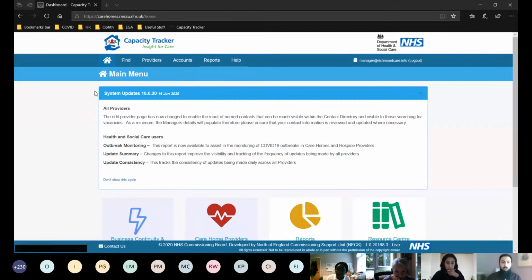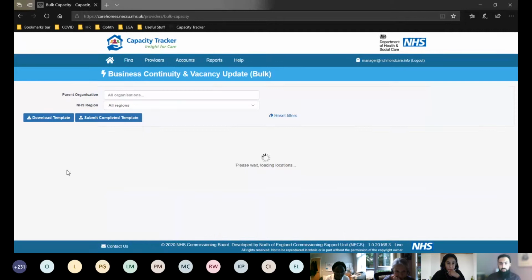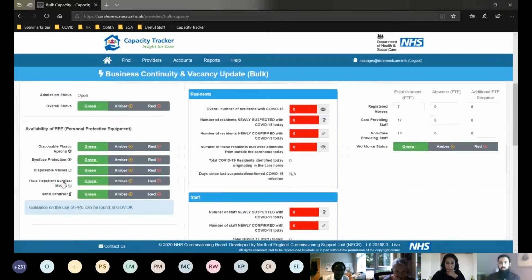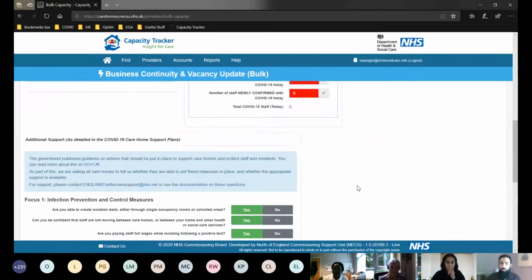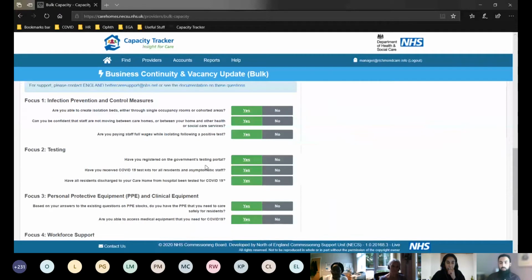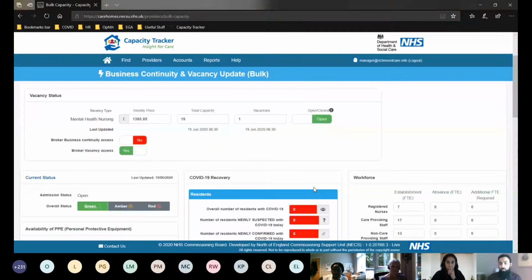In terms of the update, the one point that I did want to make is all of these questions are really quick and simple to complete. I don't know if anybody's tried doing it on their phone, but it's quite simple to complete on the phone as well. It renders quite easily, especially once we have some clarity on whether we need to complete these questions.